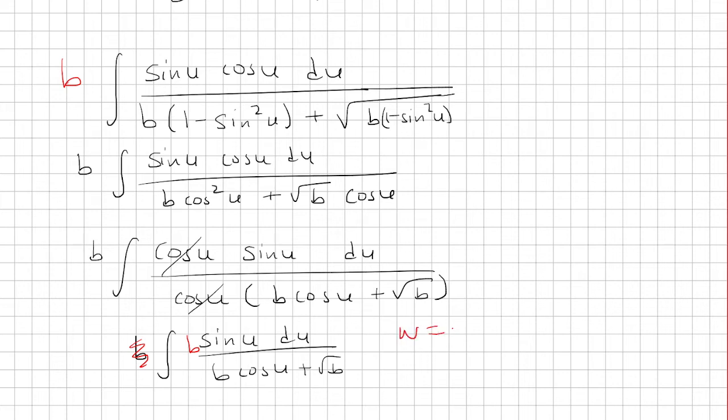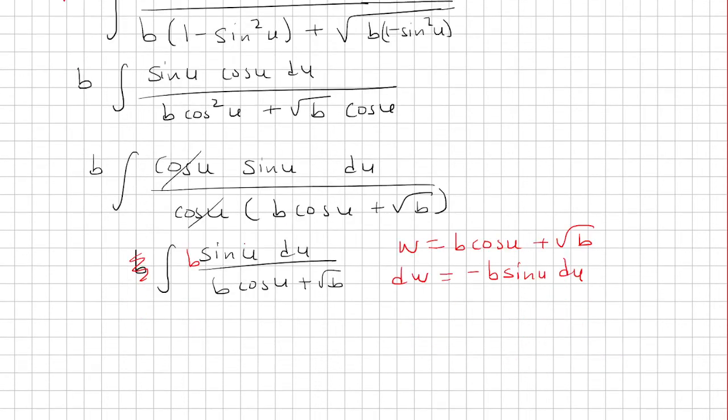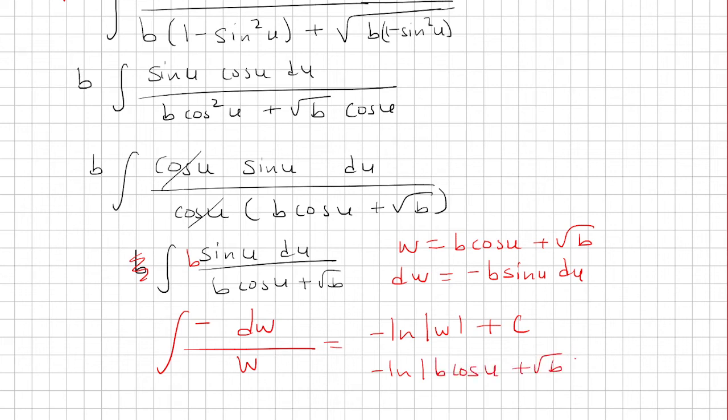Say w is equal to b cosine u plus the square root of b. So then dw is negative b sine u du. So I have b sine u du, I need the negative of that, so I'm going to put a negative dw. And then on the bottom it'll just be w. So this would be negative ln w plus c. W we said is b cosine u plus the square root of b.